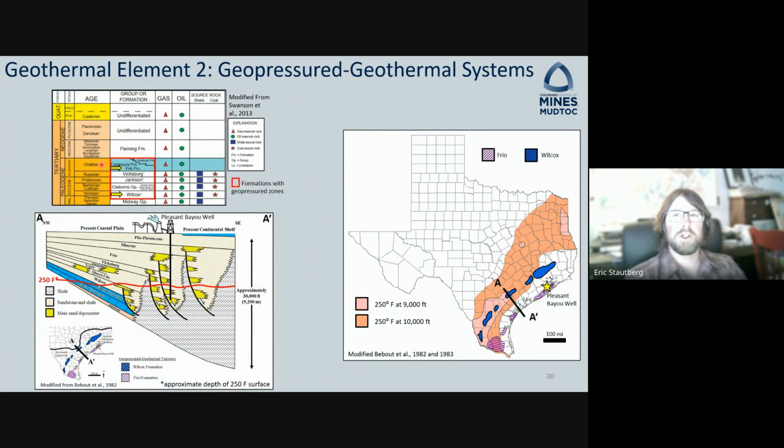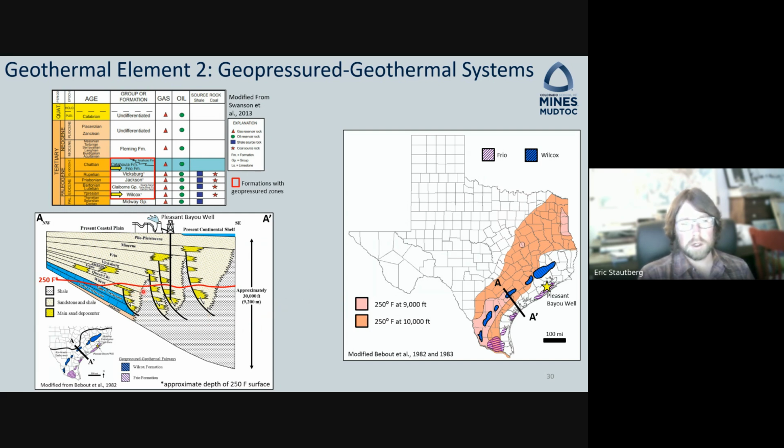Secondly, talking about geopressure geothermal systems. And these are pretty interesting. These were originally defined as potential geothermal resources in the 1970s and 80s by the Bureau of Economic Geology of Texas and Department of Energy, where we have these highly overpressured zones in these Paleogene formations, and they're very hot, and we can use those for geothermal energy.